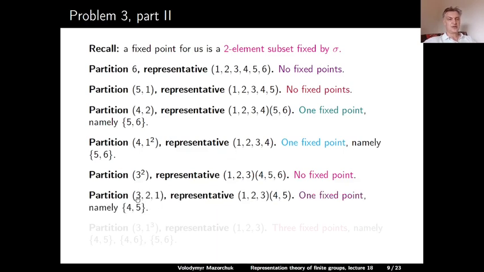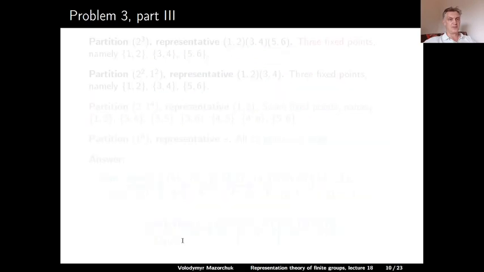The next partition is 3, 2, 1. A representative is the product of the cycle (1 2 3) and the cycle (4 5). And we have one fixed point, namely {4, 5}. The next partition is 3, 1, 1, 1. A representative is a 3-cycle (1 2 3). And this has 3 fixed points, namely the sets {4, 5}, {4, 6}, and {5, 6}.